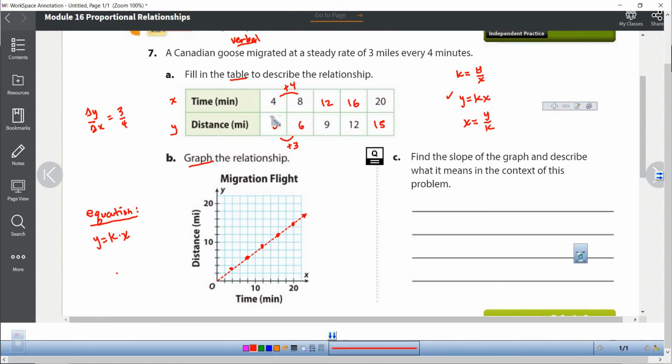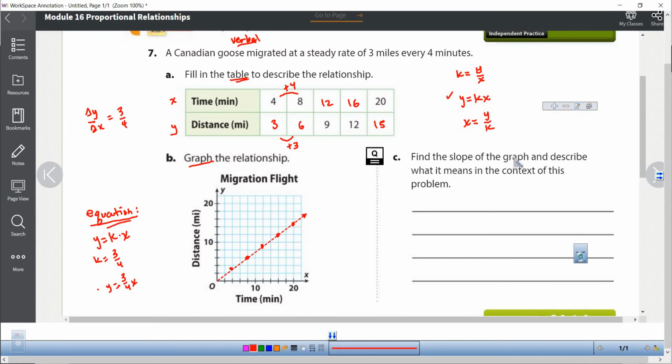Of course, I could have gotten that one right here, and then I wouldn't even have had to simplify it. So k is equal to 3/4, so y is equal to 3/4 x. All right, y is equal to 3/4 x. So we had our verbal description, we had our table, we had our graph, and we had our equation.